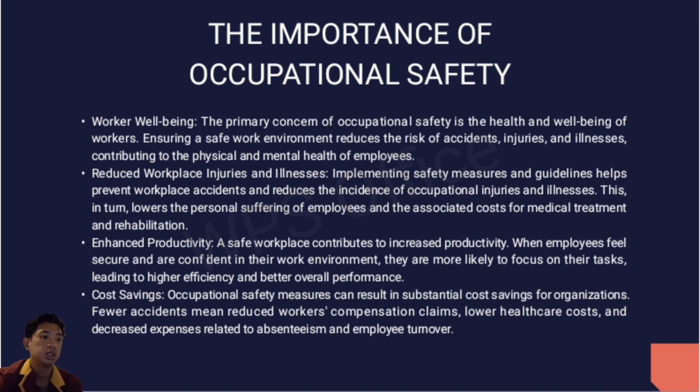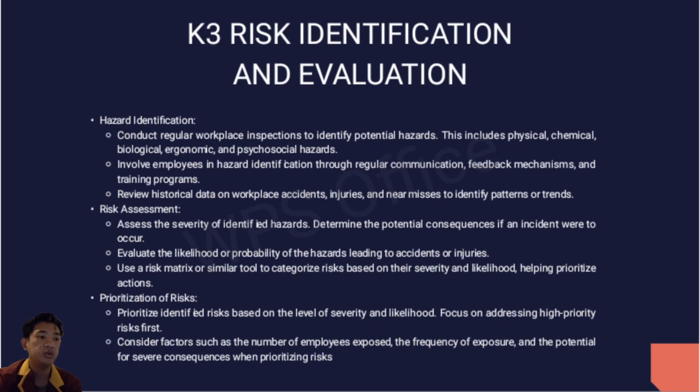Next, risk identification and evaluation. Number one, hazard identification. Conduct regular workplace inspections to identify potential hazards. This includes physical, chemical, biological, ergonomic, and psychological hazards. Involve employees in hazard identification through regular communication, feedback mechanisms, and training programs. Review historical data on workplace accidents, injuries, and near misses to identify patterns or trends.